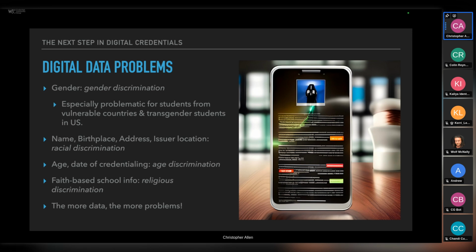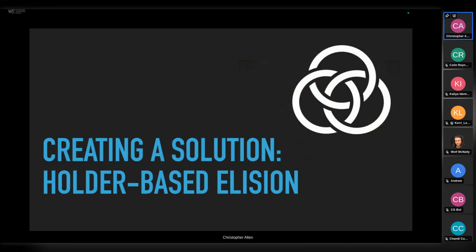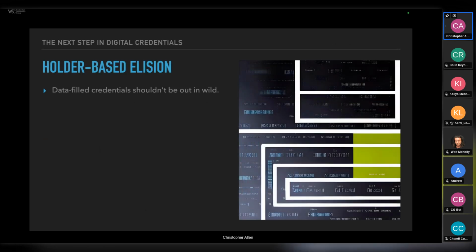And the basic problem is the more data, the more problems. So how do we solve this? One of the simplest solutions is something that we call holder-based elision. Our basic position is that data-filled credentials shouldn't be out in the wild as much as possible. Instead, let the holder redact the information as they see fit.